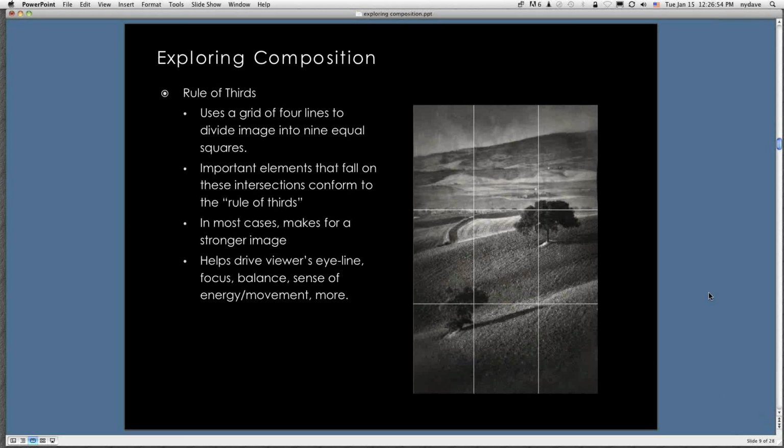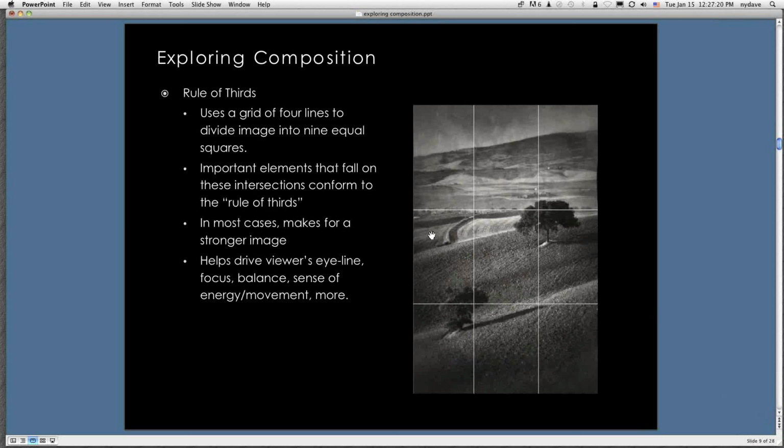Important elements that fall in those intersections are said to conform to the rule of thirds. In most cases, it does make for a stronger image, and it helps drive the viewer's eye line, the point of focus, the balance, and the sense of energy and movement, and more. And if you look at this image, the first thing I want to talk about is the diagonals that are created by these ridge lines.